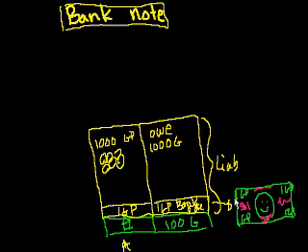So this is essentially a piece of paper that I hand you that says, you know what? Anyone who holds this piece of paper can go back to the Bank of Sal and get back a gold piece.